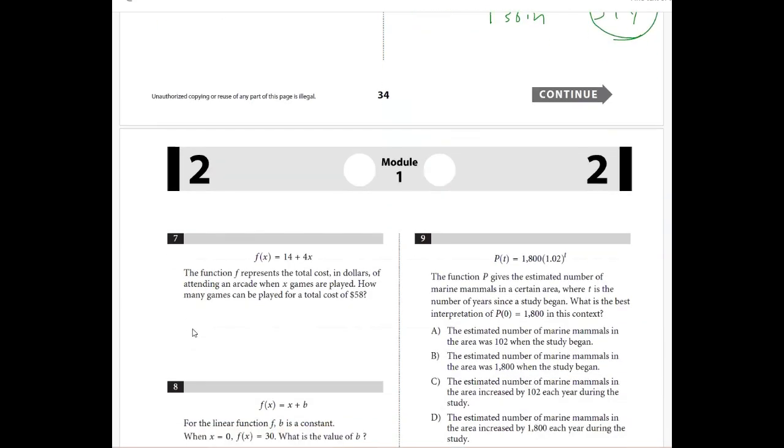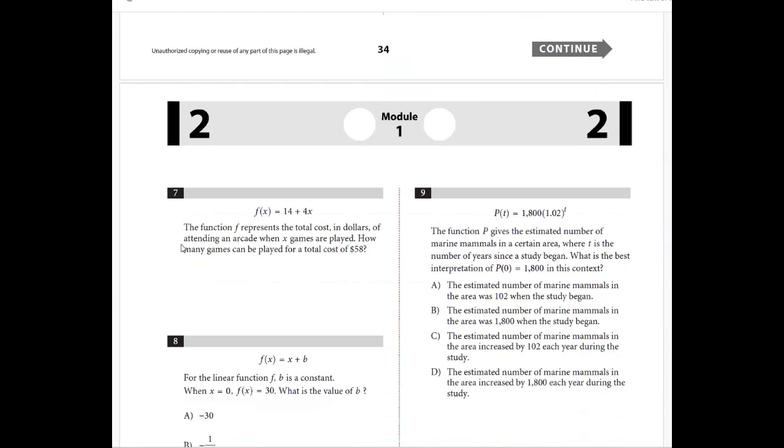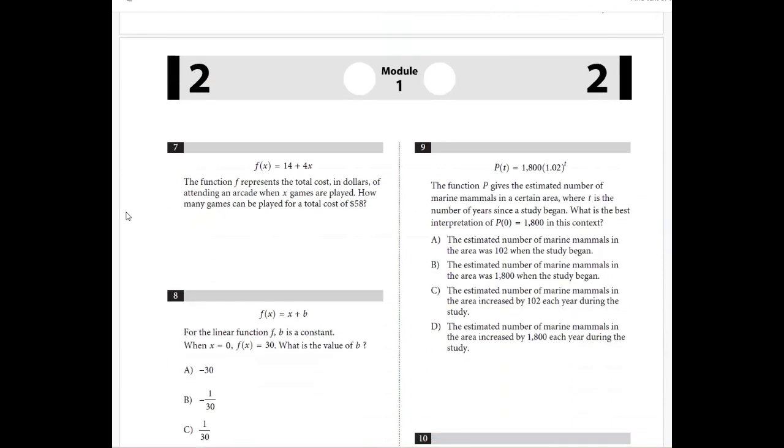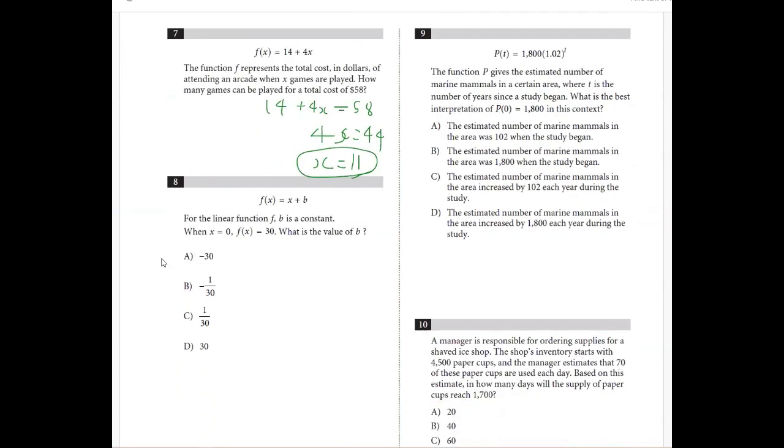Number seven, the function f represents the total cost in dollars of attending an arcade when x games are played. How many games can be played for a total cost of $58? So 14 plus 4x is equal to 58. 4x is equal to 44, and x is equal to 11. So 11 is the correct answer.